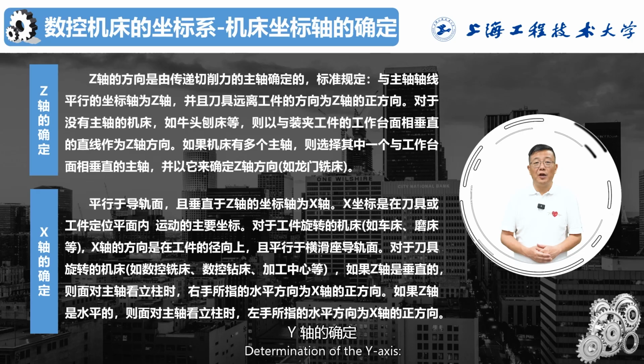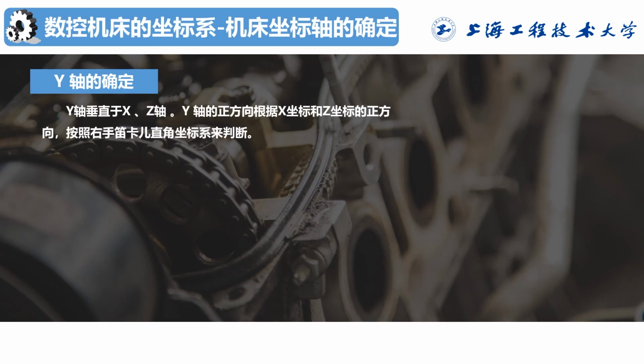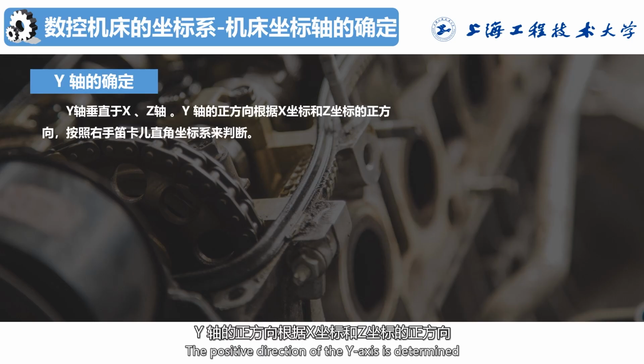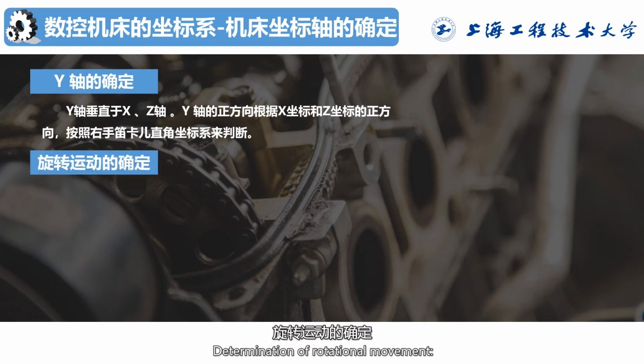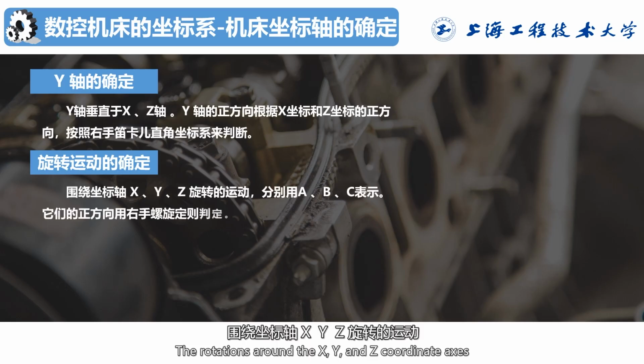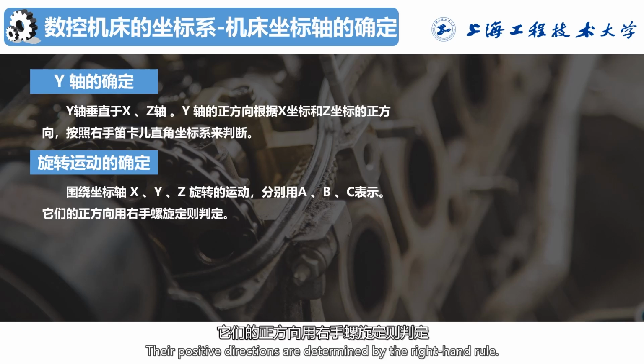Determination of the y-axis. The y-axis is perpendicular to the x and z axes. The positive direction of the y-axis is determined according to the positive directions of the x and z coordinates, following the right-hand Cartesian coordinate system. Determination of rotational movement. The rotations around the x, y, and z coordinate axes are represented by A, B, and C respectively. Their positive directions are determined by the right-hand rule.